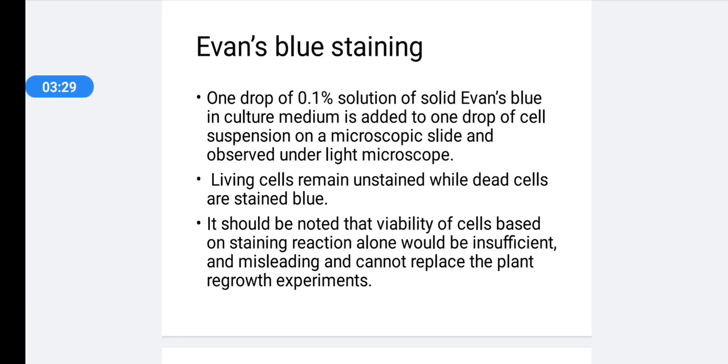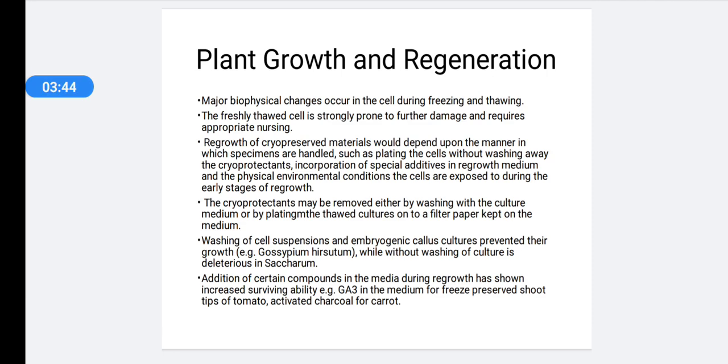The viability of cells based on the staining reaction alone will be insufficient, because it can also be misleading, and it cannot replace the plant regrowth experiments. So plant growth and regeneration is the most realistic viability testing. During freezing, many biophysical changes occur in a plant. The freshly thawed cells are more prone to further damage, and they should be nursed properly.